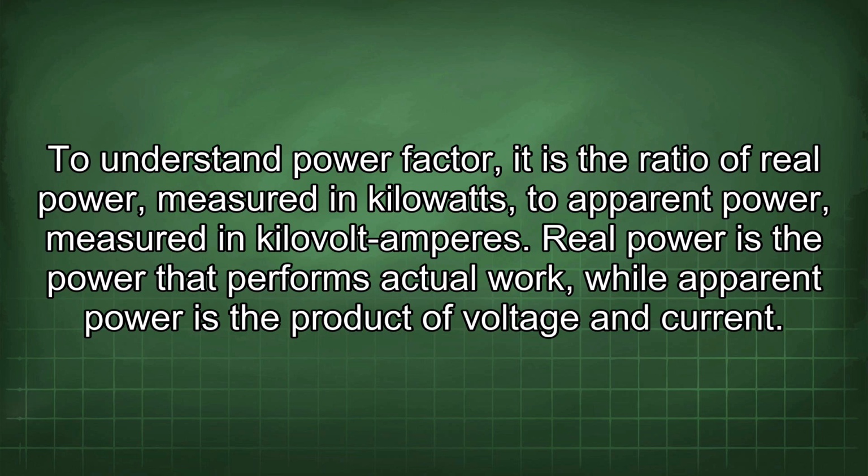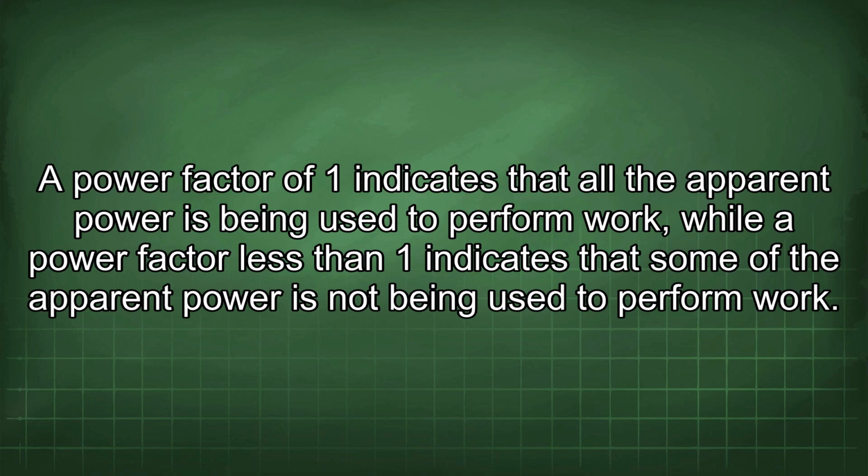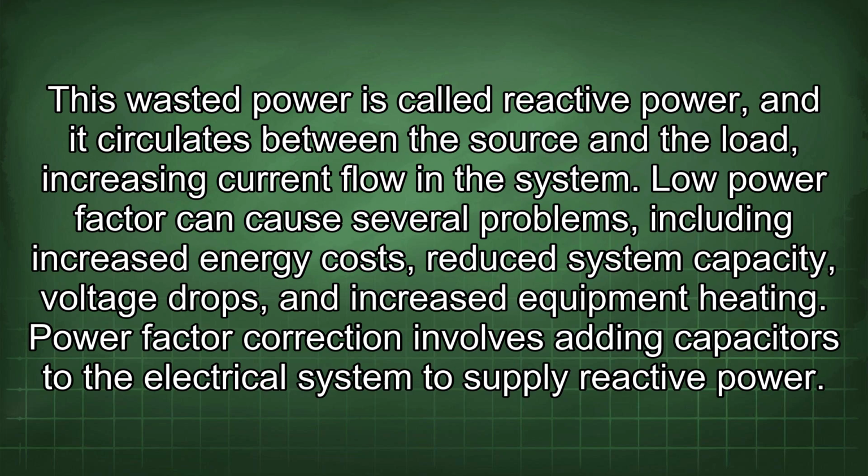To understand power factor, it is the ratio of real power, measured in kilowatts, to apparent power, measured in kilovolt-amperes. Real power is the power that performs actual work, while apparent power is the product of voltage and current. A power factor of 1 indicates that all of the apparent power is being used to perform work, while a power factor less than 1 indicates that some of the apparent power is not being used to perform work.